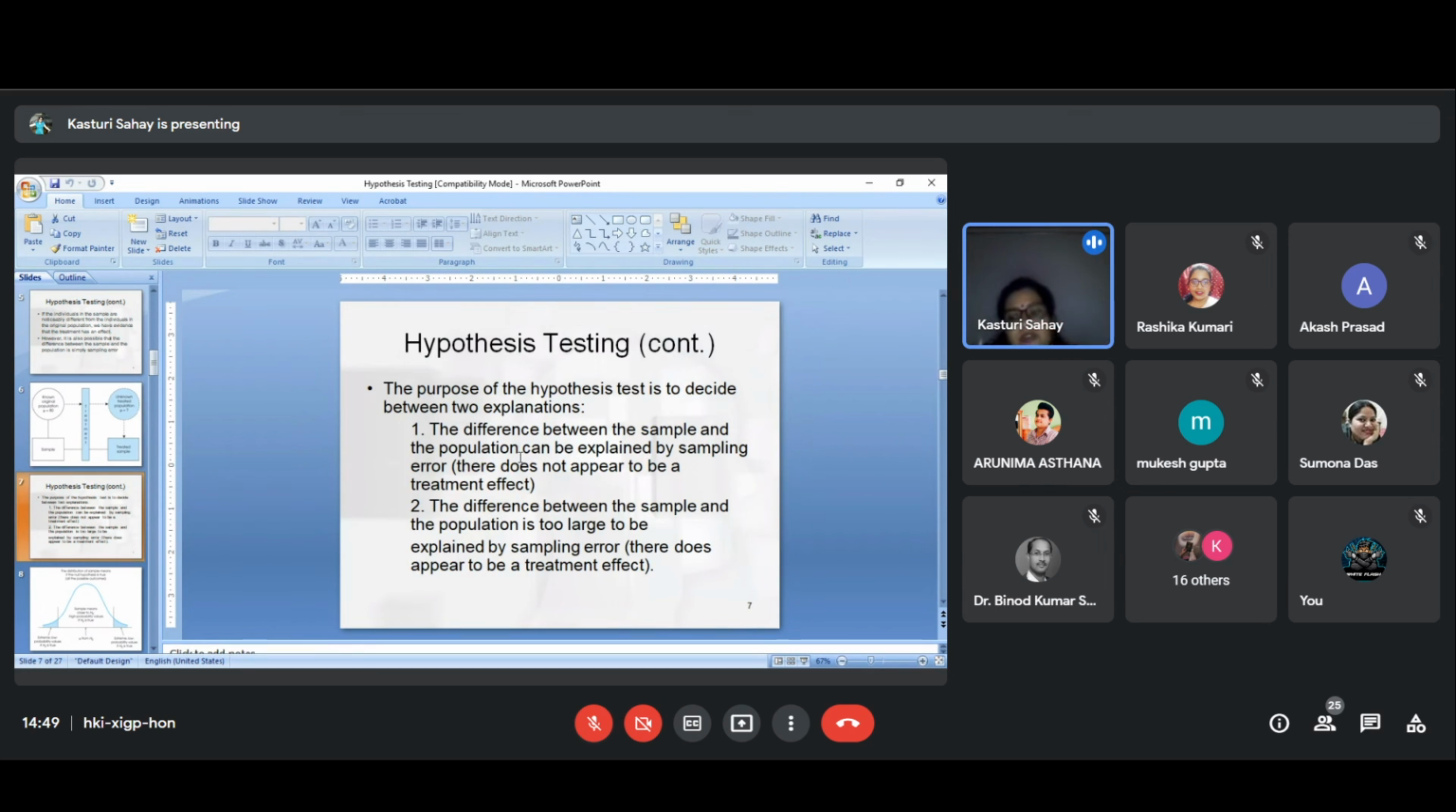Now, the purpose of the hypothesis test is to decide between 2 explanations. What are those 2 explanations? The first is that the difference between the sample and the population can be explained by sampling error. That is, there was no effect of the treatment, but the difference was due to sampling error. The second is that the difference between the sample and the population is too large to be explained by sampling error.